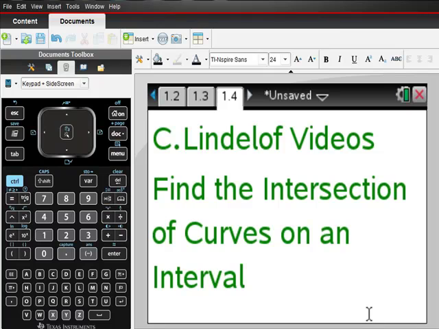Find the intersection of curves on an interval. This is AP Calculus AB. When the going gets tough, Lights Out is called in with her calculator. Okay, so because C. Lindelof had no idea how to do this, I'm going to explain today.